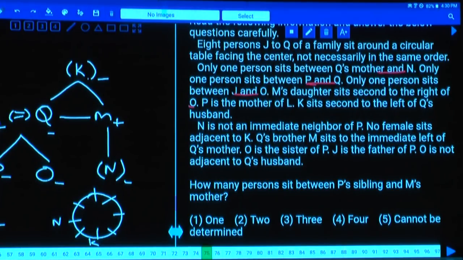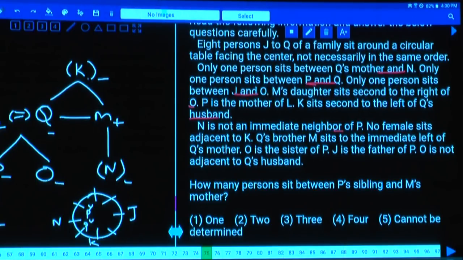Then N is not an immediate neighbor. K sits second to the left of Q's husband. N is not an immediate neighbor of P. As N is not an immediate neighbor of P, P cannot be in these 2 places. As P cannot be in these 2 places, tell me where should this P be? Then no female sits adjacent to K.